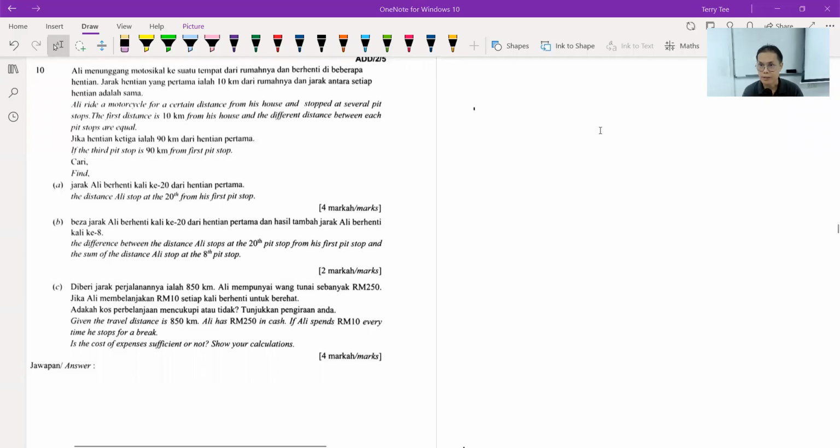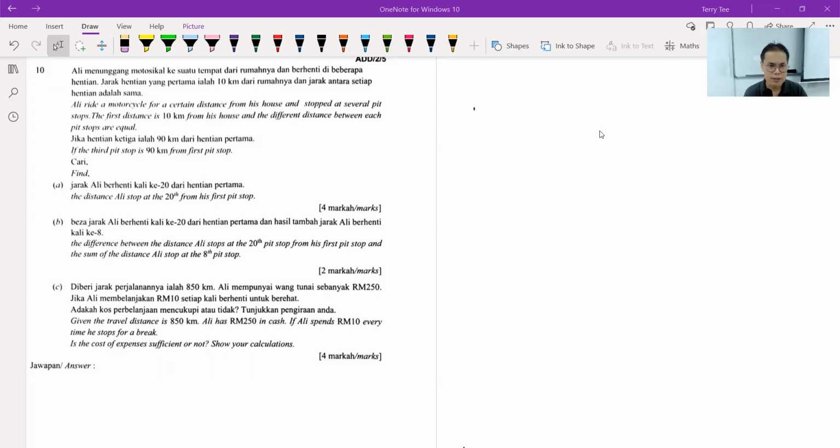Okay, this is question number 10. Now, this question is a bit confusing, so let's get started. Here we have Ali who rides a motorcycle for a certain distance from his house and stops at several pit stops. The first distance is 10 kilometers from his house. And the difference between the distances between each pit stop is equal.